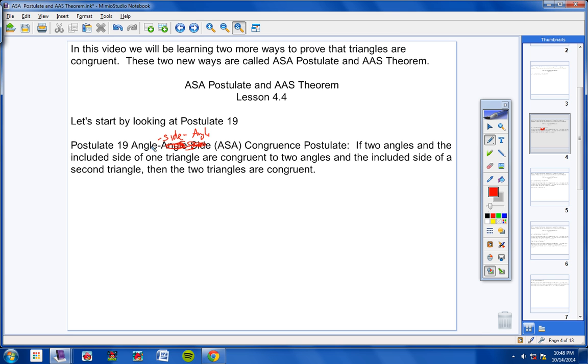Postulate 19, angle, side, angle, ASA congruence postulate, and it reads as follows. If two angles and the, here's the key word, included side of one triangle are congruent to two angles and the included side of a second triangle, then the two triangles are congruent. Okay, now I'm going to explain this and give you some pictures in just a second, but for right now, let me pause while you copy this in your notes.